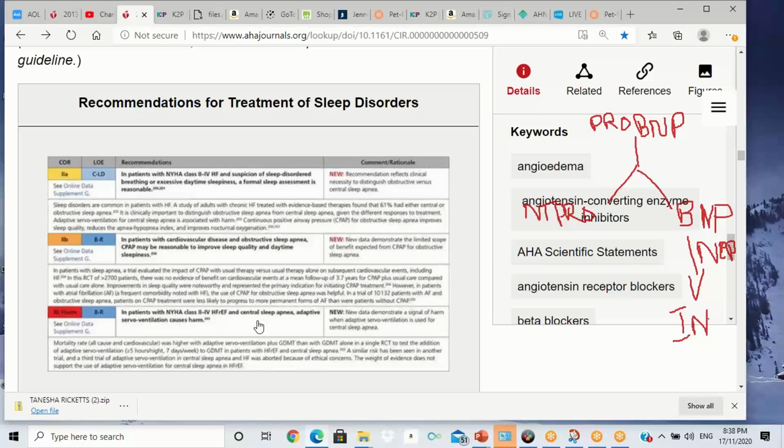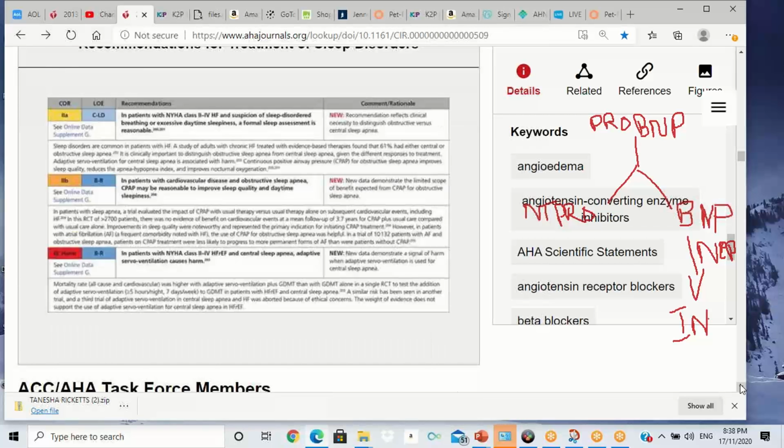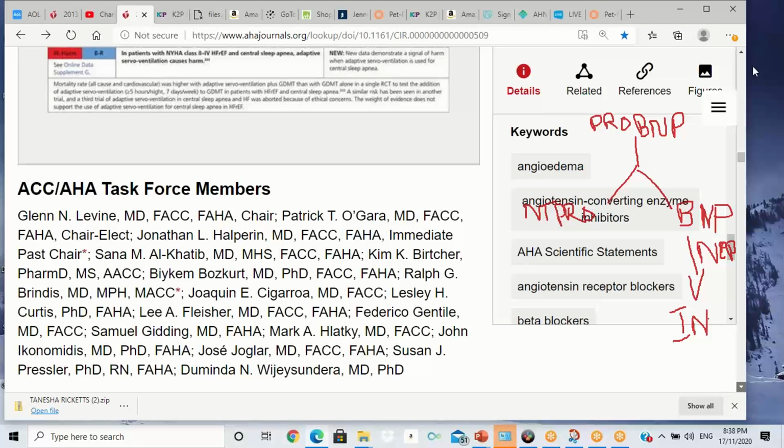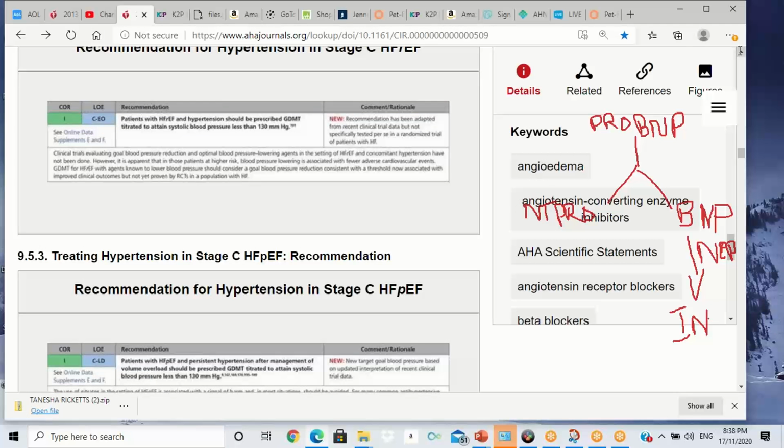This is probably just for people doing exams. If the patient has central sleep apnea, there is something on the CPAP that we call adaptive servo ventilation. Don't use that. It can harm the patient. That's new. New data demonstrates a signal of harm when adaptive servo ventilation is used for central sleep apnea. So don't use that. Those are the updates, and again, it's not a lot.